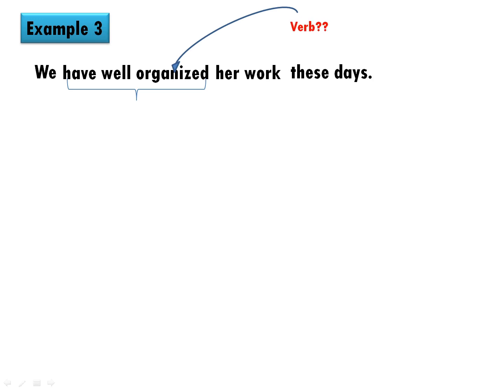Okay. So this is the verb. I need to find now the object. Where is the object? I need to ask the question what. Okay. Organized what? And the answer is her work. So her work is going to be the object. Great. Again, what tense is this verb? And the answer is: this verb is in the present perfect.